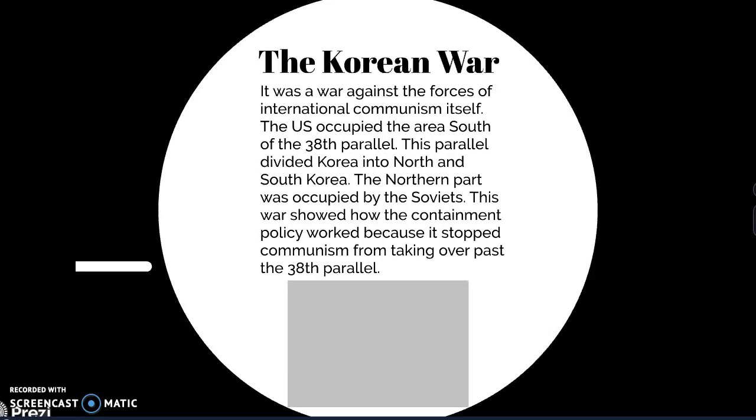The Korean War was a war against the forces of international communism itself. The US occupied the area south of the 38th parallel, which was South Korea in today's times, and this parallel divided Korea into North and South Korea. The northern part was occupied by the Soviets, and the war showed how the containment policy worked because it stopped communism from taking over past the 38th parallel.